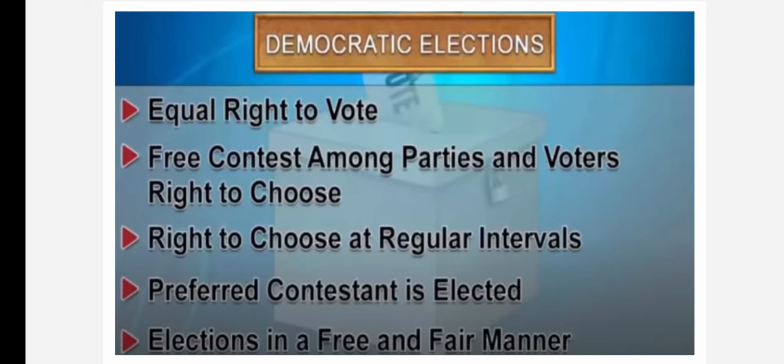It means every 5 years. So elections are held at regular intervals, every 5 years. Another characteristic of a democratic election is that the preferred contestant is elected. And finally, it is important that the elections are carried out in a free and fair manner. There should be no partiality and no malpractices. That is, every person has a right to choose his or her own representative on his or her own will.